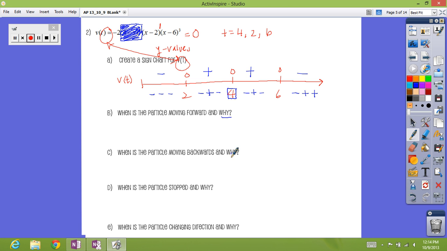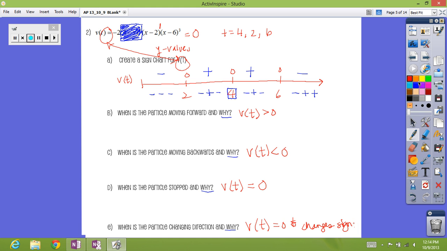Now that I have that, all of my answers are going to be really easy. What we focused on were the y's. So I'm actually going to write all the y's first. Why would a particle be moving forward? Because velocity is positive. Why would it be moving backwards? Because velocity is negative. Why would it be stopped? Because velocity is 0. Why would it be changing direction? Because velocity is 0 and changes sign.